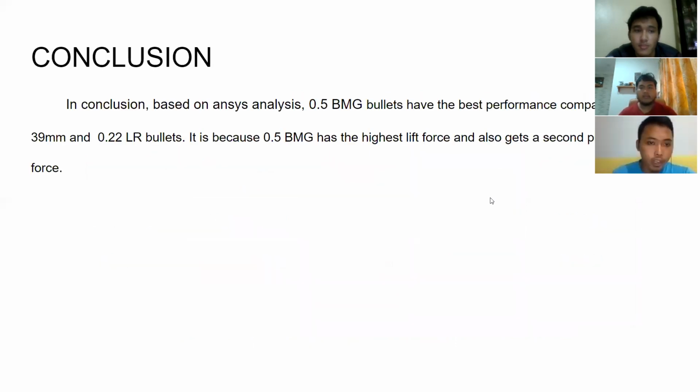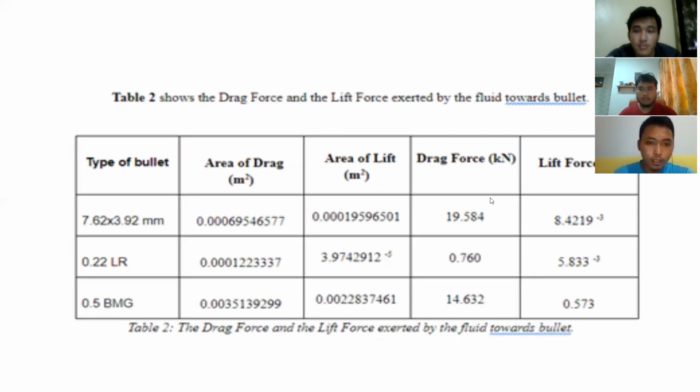So from the experiment, we should know that a great bullet has a high lift force but a low drag force.